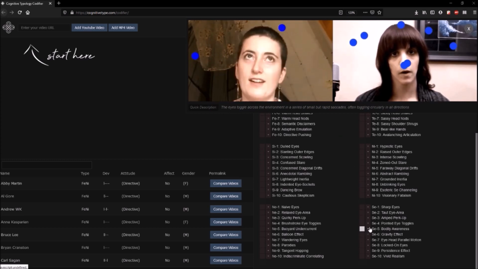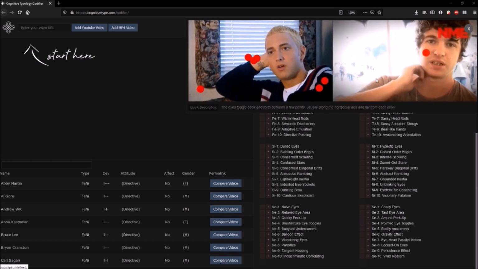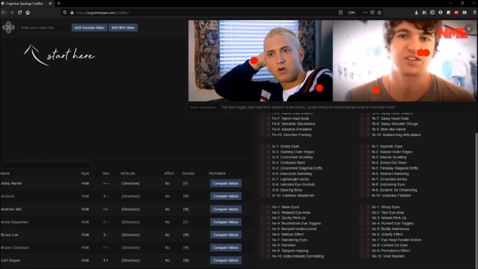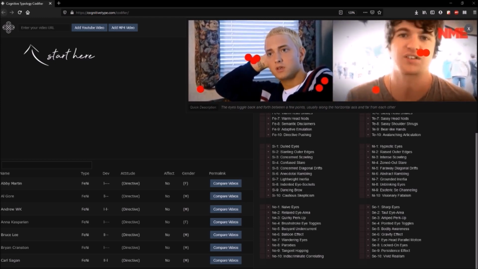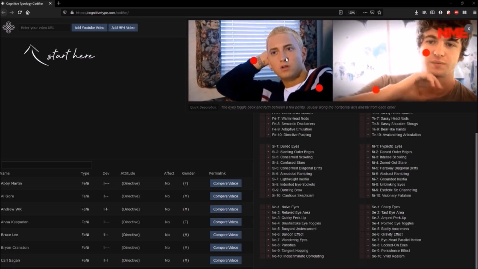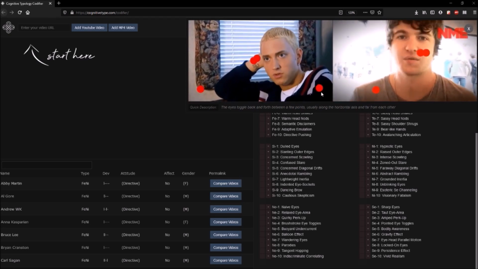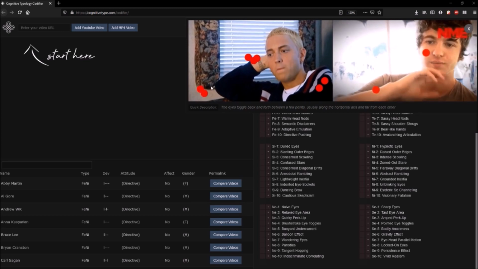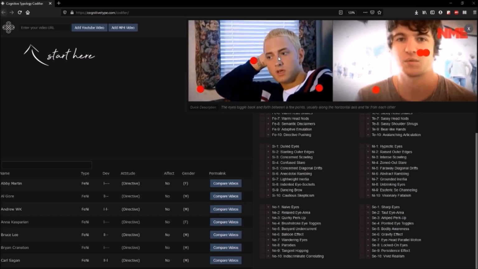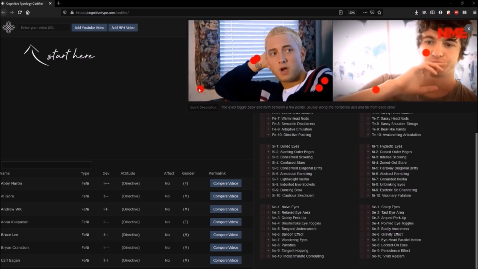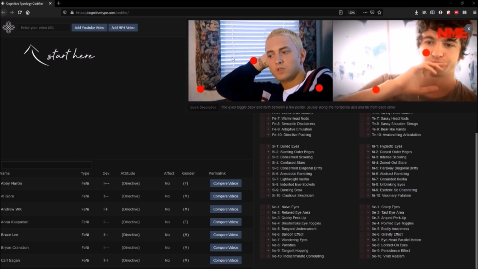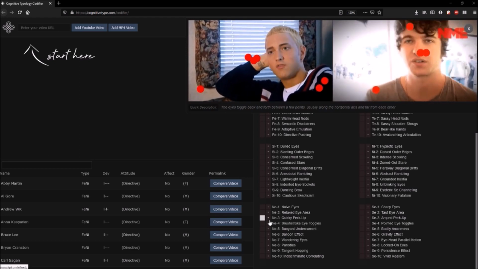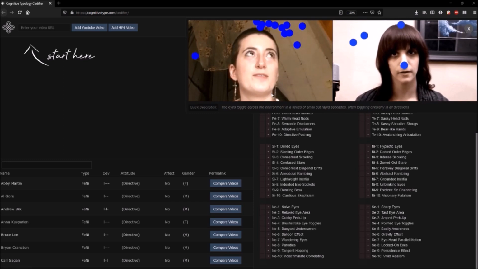This is in contrast to the eyes of SC, which, as it says here, toggle back and forth between a few points, usually along the horizontal axis, and far from each other. So far from each other, for example, here and here, that's the distance, and here's a center point. So with Eminem here, you can see that he looks to the side here, and then he looks back, and then he looks to this side, and then he looks back. And this is essentially his pattern of movement. So the points are much fewer, as opposed to here, where it's more round usually, and they're smaller.